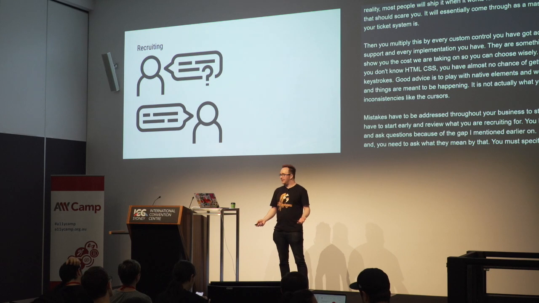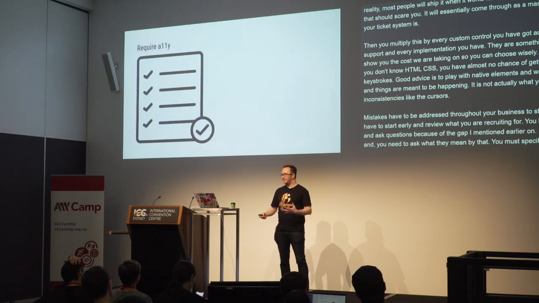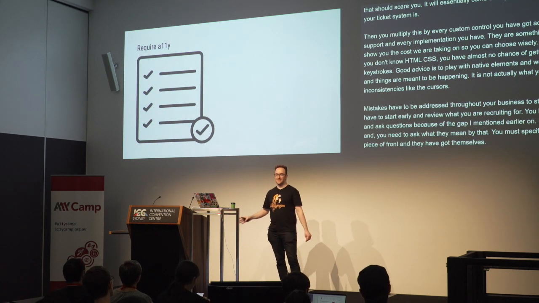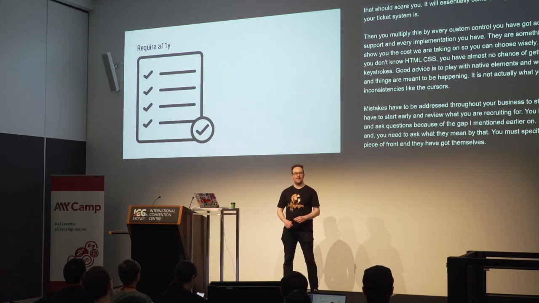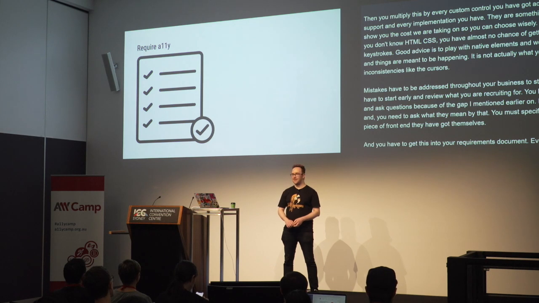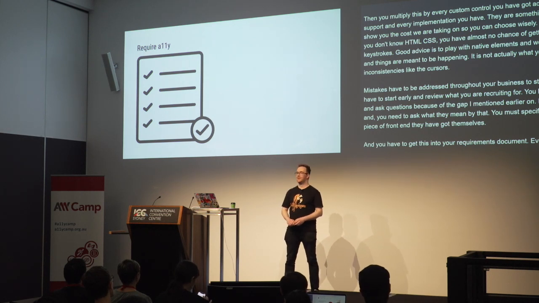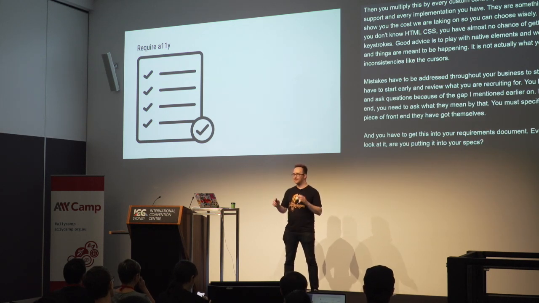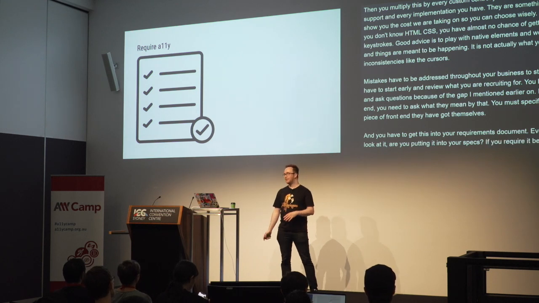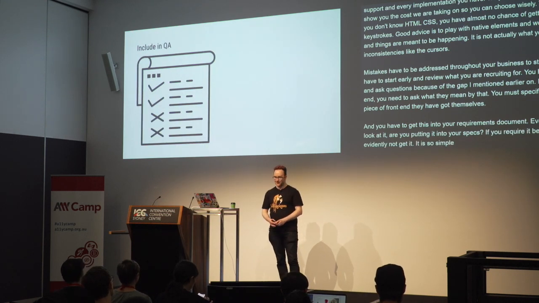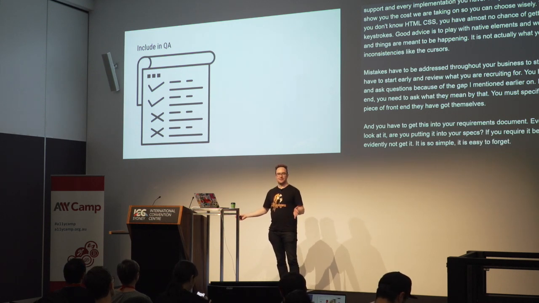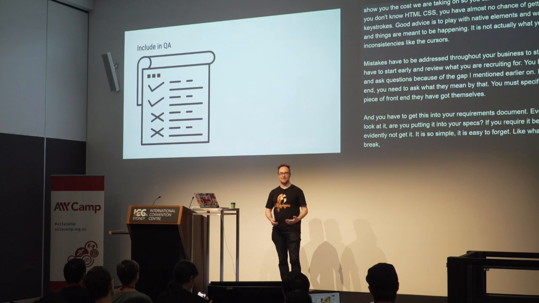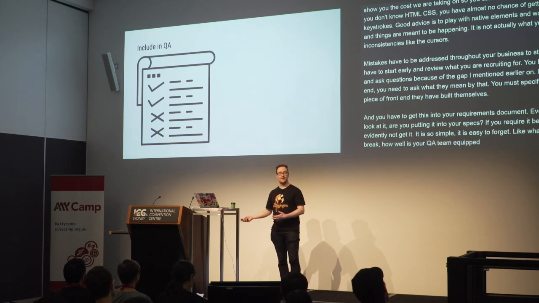And you really have to get this into your requirements documents. Now, this might sound funny. Everyone wants it, but when you really look at it, are you putting it into your specs? Because if you don't ask for it and then require it before you sign off, you're definitely not getting it. And this is so simple, it's easy to forget. And similar to what was discussed before the break, actually, how well is your QA team equipped to test for accessibility? Will they catch these issues? Will they know? And does the design team know what to look for as well?